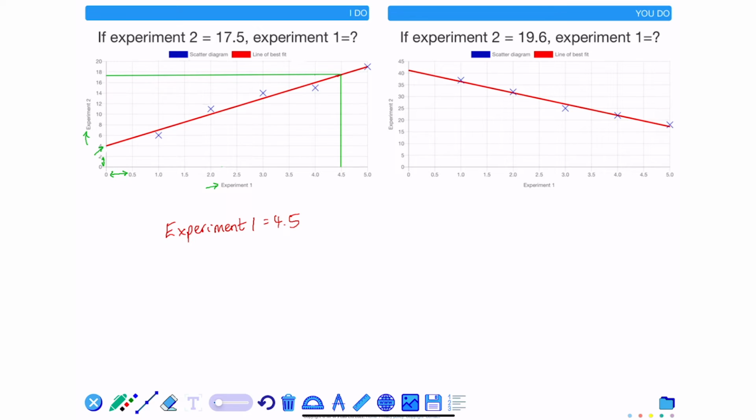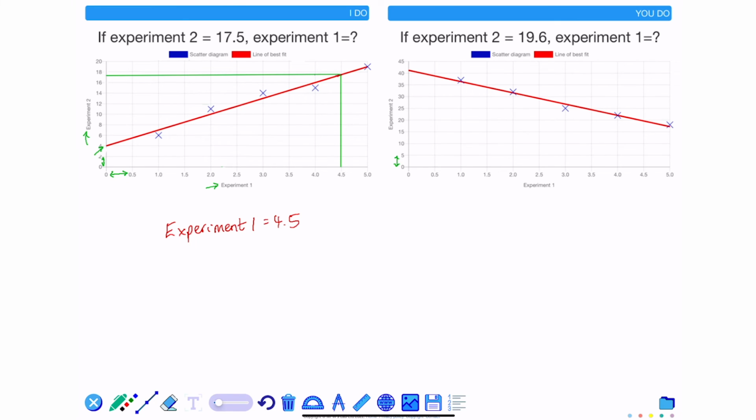So with this question, we have two experiments plotted. Experiment 1 is going on the x-axis, experiment 2 is going on the y-axis. As we can see, the scale is a little bit more difficult with this graph. This time experiment 2 is going up in fives. I've been asked to work out experiment 1 when experiment 2 is 19.6.